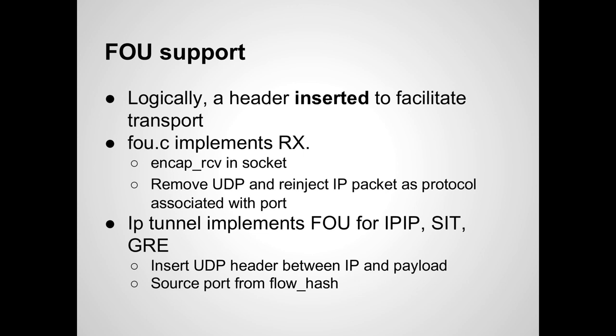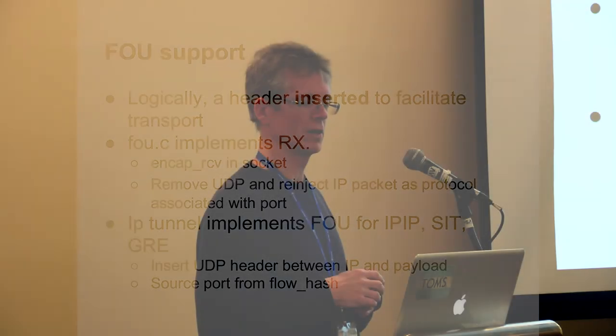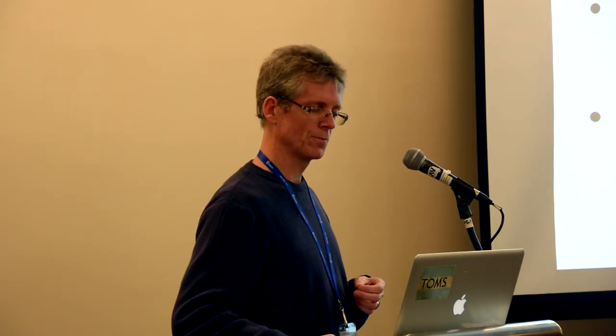One of the important aspects of this is we really split the receive path and the transmit path. So the receive path is handled by a kernel module, which conceptually can handle any sort of IP protocol encapsulation at this point. But on the transmit side, we have to go in and implement this for different tunnels. That was the first instantiation. So we can set up an IPIP, SIT, or GRE tunnel to use this.